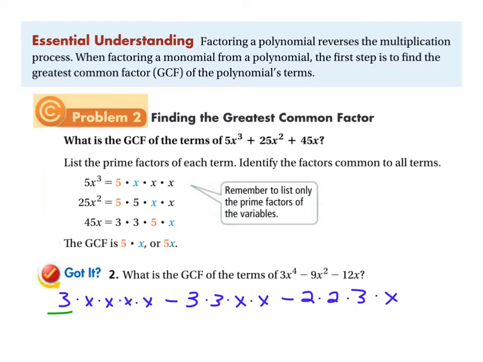Well, each one has a 3, and each one has a single x. This one has more than just a single x, but this one doesn't, so you can't do something with those, since this one can't match that action and do the same thing. So what do we get? Okay, the greatest common factor is simply 3x. That's the greatest thing you can divide out, okay?